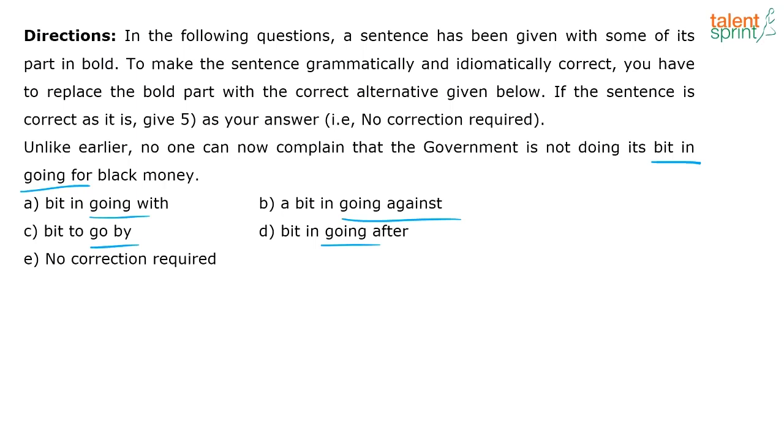If you look at all these options, what is this? Everybody is sticking to part D. But what is common? What are these called? Go with, go against, go by, go after. Do you know the concept? Let's go back to the directions. You have to replace the bold part with the correct alternative given below. If the sentence is correct as it is, give 5 as your answer: no correction required. So it's not idioms, it's phrasal verbs, which we all know are a verb plus a preposition or an adverb combination, right?